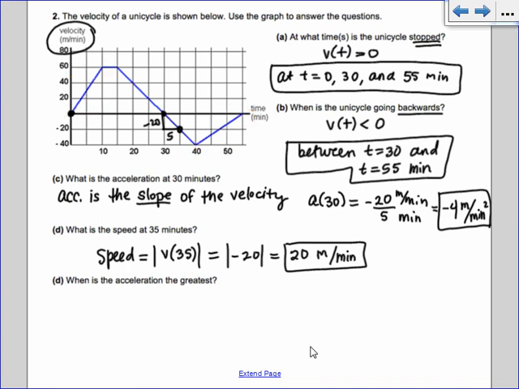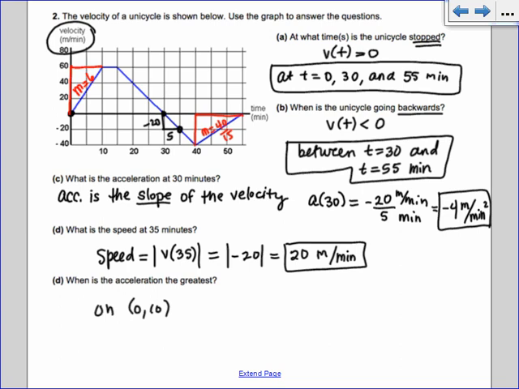So if you look at your slope, this one goes up 60 and over 10. So its slope is 6. This one goes up 40 and over 15. So if you do 40 over 15, is that bigger than 6? No. So m equals 6 is what we want. So the acceleration is the greatest on the interval 0 to 10. So you can just write it like that, or you could say between time 0 and 10 minutes.